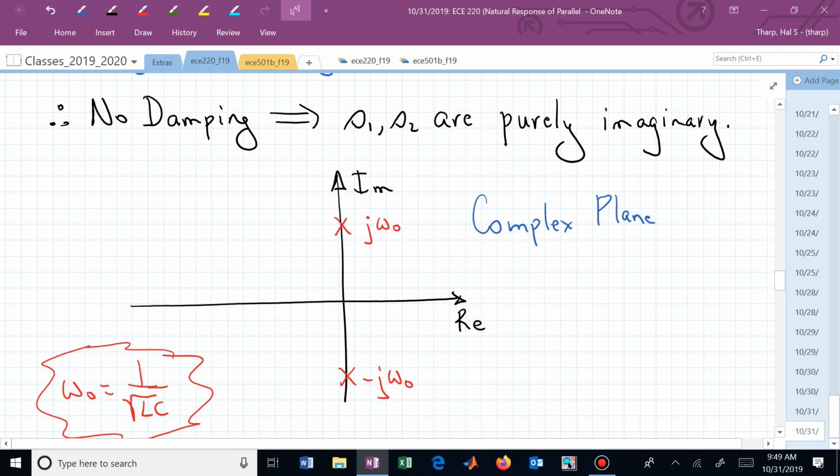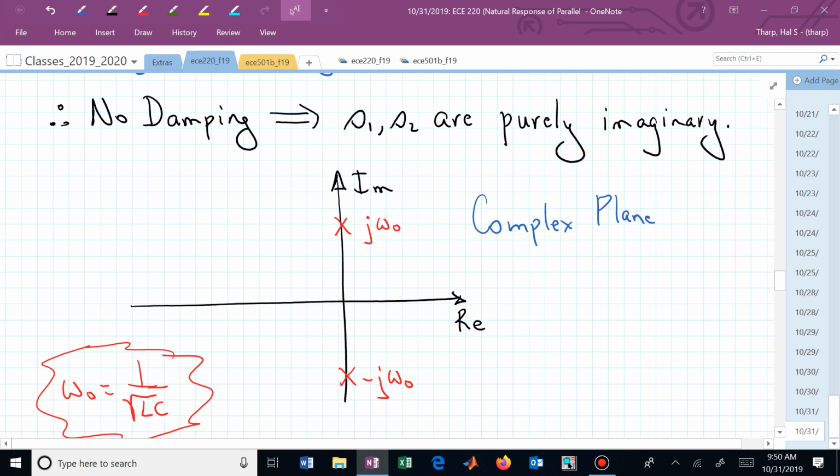And these roots are always appearing in conjugate pairs. So if you give me a j omega naught, I know that I'm going to have a minus j omega naught because it's coming from a real circuit, and my real circuit has real coefficients. So if I end up with a complex root, I have to have its conjugate.